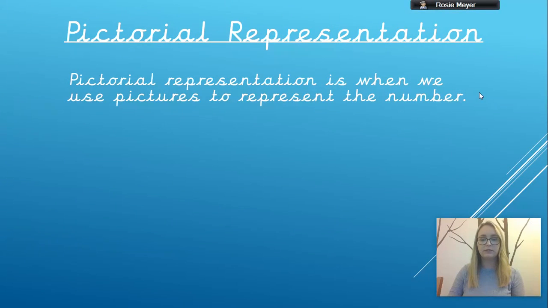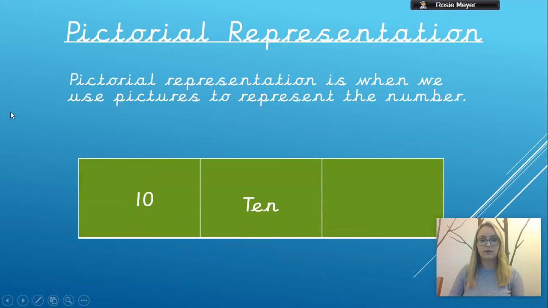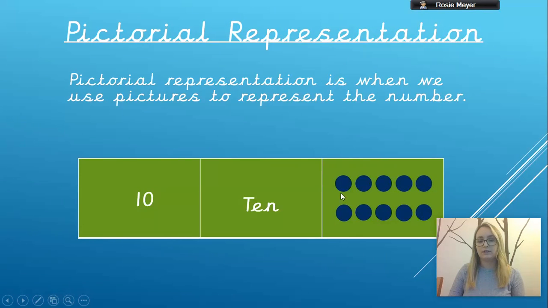A pictorial representation is when we use pictures or symbols to represent the number. Let's have a look at an example of that. Here we've got the numeral number 10. We've got the written word number 10, which is what we were looking at last week. And then here we have got 10 blue dots, and that is another way of us recognizing or representing the number 10. So that's what we're going to be looking at today, ways of representing the number 10 using pictures.